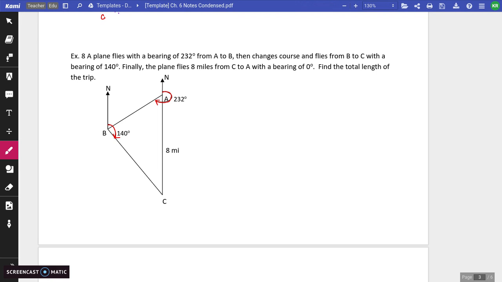Well, if you look at angle A, you have 232 degrees. Well, that going from north to south is 180 degrees. So if you subtract 180, you can find that this angle is 52 degrees. Let's see, what else do we know?